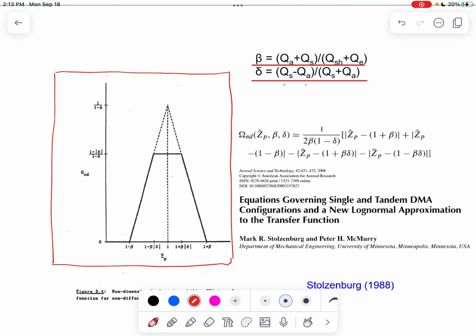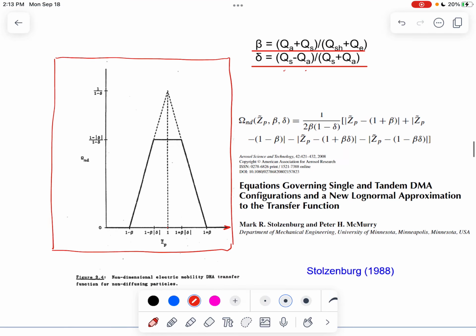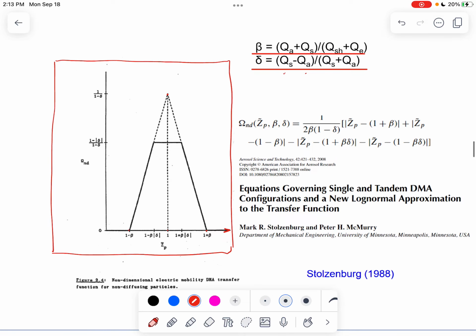Okay, so as we have introduced earlier, this is a normalized electrical mobility, right? You have the centroid mobility of 1, and then the upper boundary is 1 plus beta, lower boundary is 1 minus beta. And then when the flow is matched, you're going to have a triangular shaped transfer function, right? And when the flow is mismatched, you're going to have a trapezoidal transfer function. Okay? So then we can also see whether that matches with our analysis.